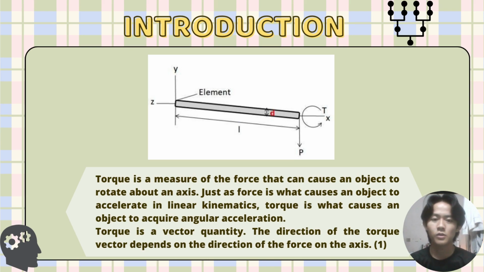Just as force is what causes an object to accelerate in linear kinematics, torque is what causes an object to acquire angular acceleration. Torque is a vector quantity, and the direction of the torque vector depends on the direction of the force on the axis.